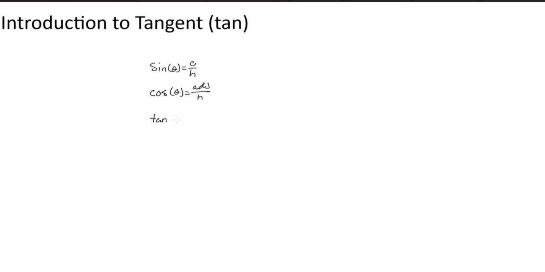a bit special. As you can probably already tell, tangent also gets its own little prefix here. It's tan, but tangent is a bit different. So the tangent of theta, the tangent of an angle, is equal to the opposite side over the adjacent side. And this is a bit interesting.